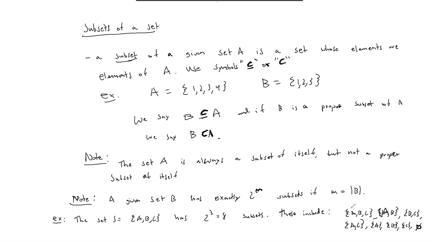Sometimes it can be hard to write out all these possible subsets, especially when the number of elements in your set gets larger and larger. But there is this theorem and the super useful note here that for a given set, its number of subsets is equal to 2 to the m if m is the cardinality of that set. Okay, so here is an example of that.